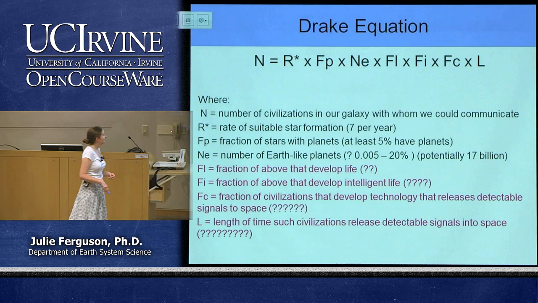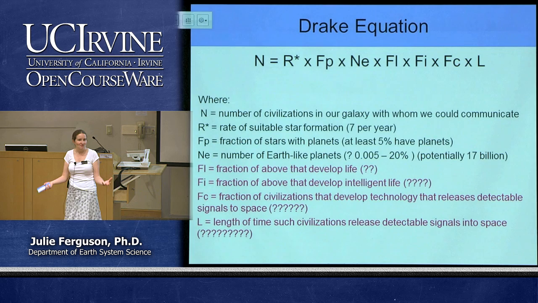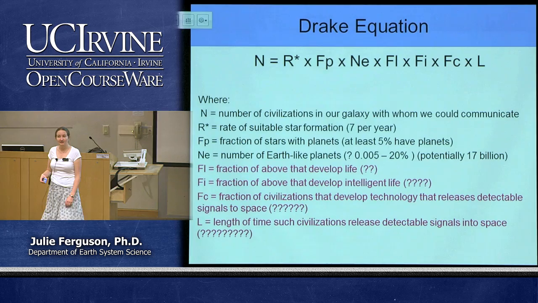And if you plug in rough numbers, I don't really know how they get at numbers for the last few factors, we get anything from 2 to 5,000 for our Milky Way. And obviously that's pretty hypothetical. But it raises the interesting possibility that there could be something. And so it's a really interesting question. And that's just our galaxy.